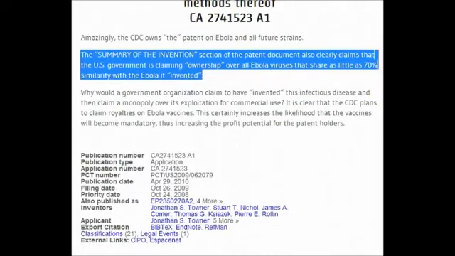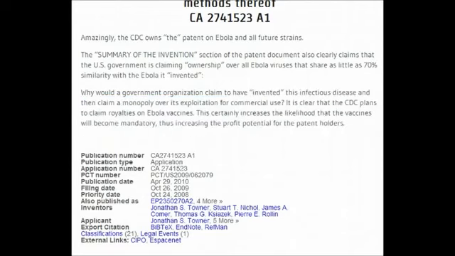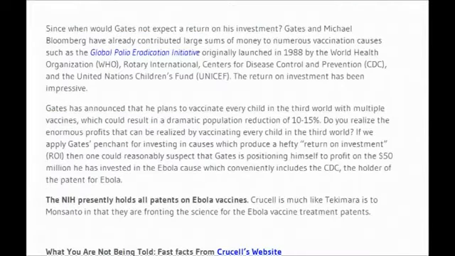A summary of the invention section of the patent document, okay, you can go back, I'll leave a link to it, also clearly claims that the government is claiming ownership over all Ebola viruses that share as little as 70% similarity with the Ebola it invented. Why would a government organization claim to have invented this disease and then claim a monopoly over its exploitation for commercial use? Good question. In other words, it is clear that the CDC plans to claim royalties on an Ebola vaccine. Do you get it? Gates has announced that he plans to vaccinate every child in the third world with multiple vaccines.